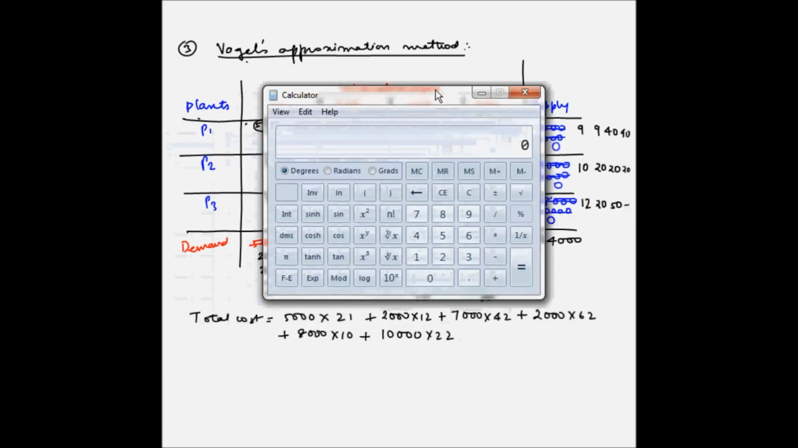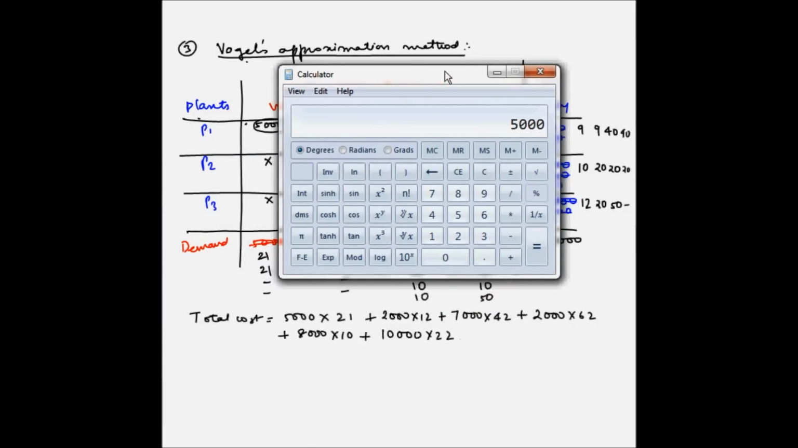So let me pull the calculator here. 5000 multiplied by 21 plus 2000 multiplied by 12 plus 7000 multiplied by 42 plus 2000 multiplied by 62 plus 8000 multiplied by 10 plus 10,000 multiplied by 22. Enter. So the total cost using the Vogel's approximation method is 847,000 rupees.